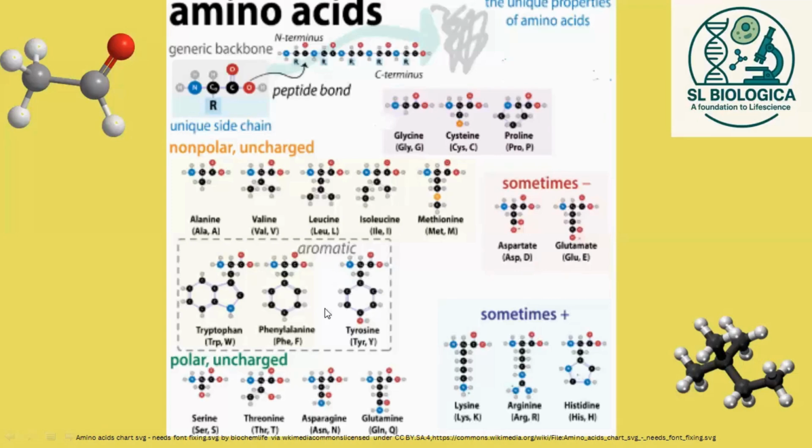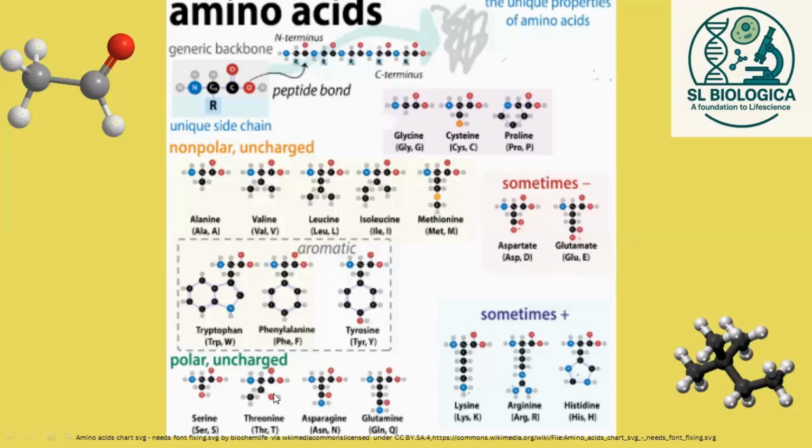So these are the aromatic amino acids. We can say aromatic side chain. Here, tryptophan, phenylalanine, tyrosine. Then these are the negatively charged amino acids, aspartate and glutamate. And the positively charged amino acids are lysine, arginine, histidine. These are basic amino acids. These are acidic amino acids. Aspartate and glutamate are acidic amino acids.